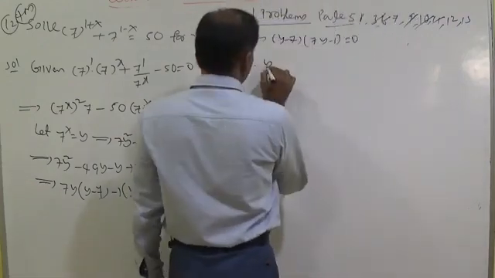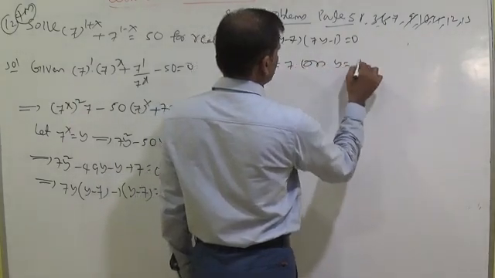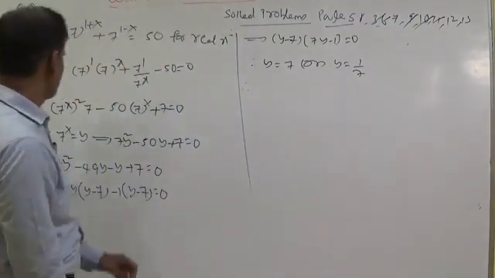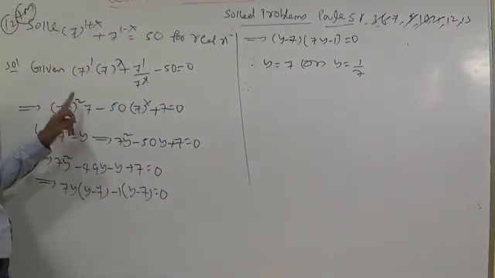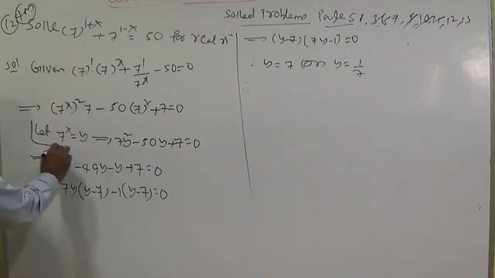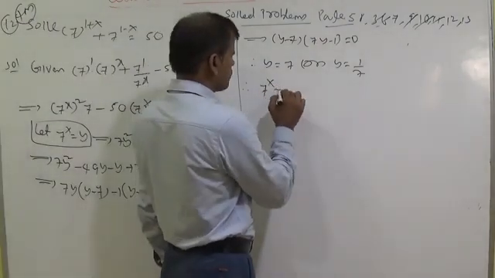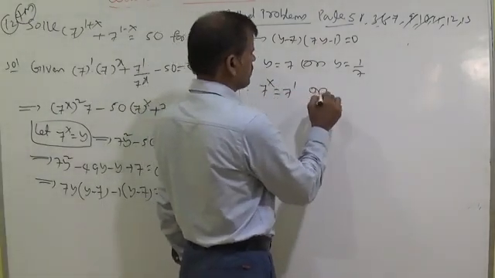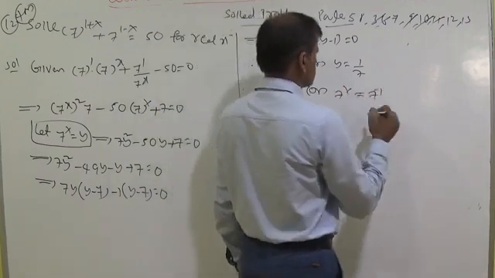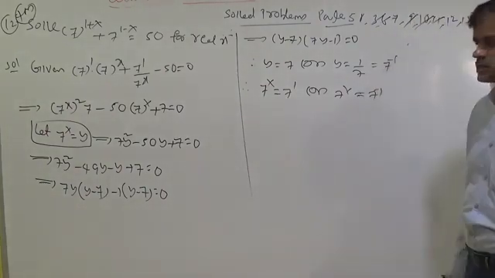Therefore, it becomes y equal to 7 or y is equal to 1 by 7. What we thought the y value, somewhere we had written let y is equal to this one. 7 power x is equal to y. Therefore, you can write 7 power x is equal to 7 power 1, or 7 power x is equal to 7 inverse. 1 by 7 means 7 power minus 1.